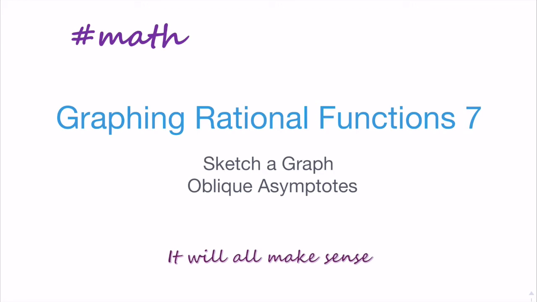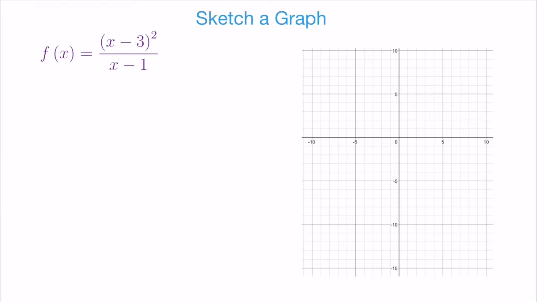Hi, welcome to #Math. We're going to sketch graphs of rational functions that have oblique asymptotes. Let's go. Okay, so we want to graph the function f of x equals (x minus 3) squared over x minus 1.